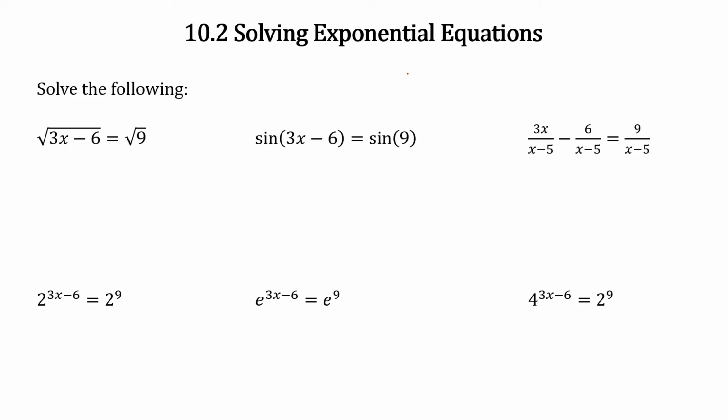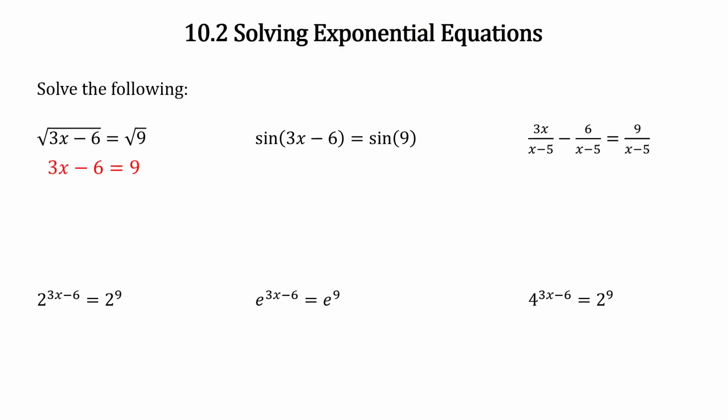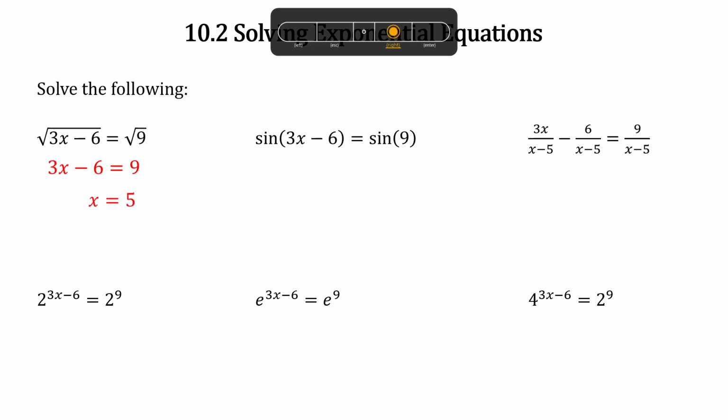Okay, so we're talking about solving exponential equations. Looking at this first one, when both sides are square rooted, we can ignore the square roots. Technically, we're squaring both sides, but it really doesn't matter. Whatever's inside the one square root must equal what's inside the other. So 3x minus 6 equals 9. Add 6, divide by 3, and you get x equals 5.